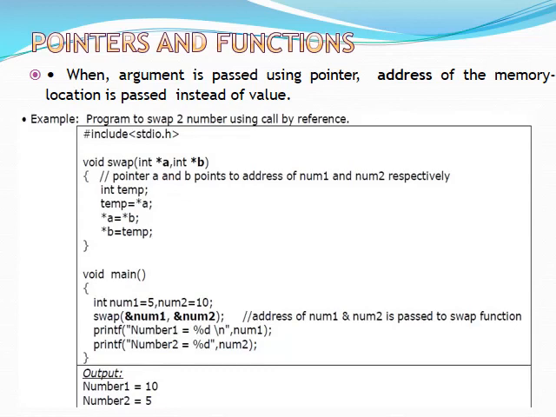So indirectly *a will be pointing to num1, and *b will be pointing to num2. This way the pointer variables will be pointing to the values of number1 and number2, and hence we are doing the exchange, and once it is exchanged, the data is exchanged directly in the memory location itself. So there is no need to return any values. The data itself will be updated on the memory location.